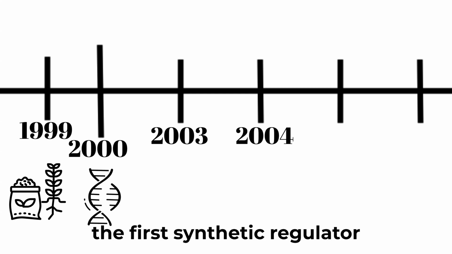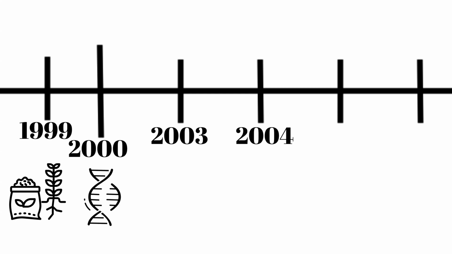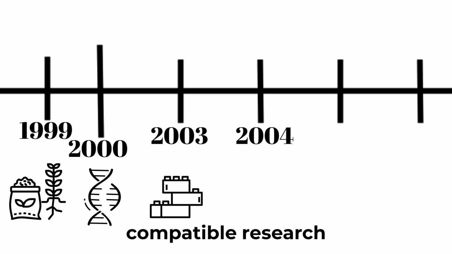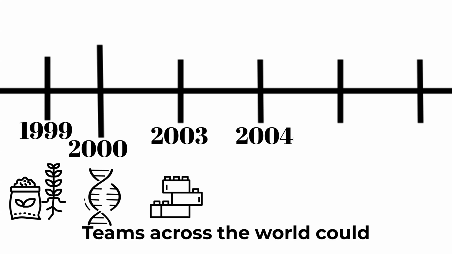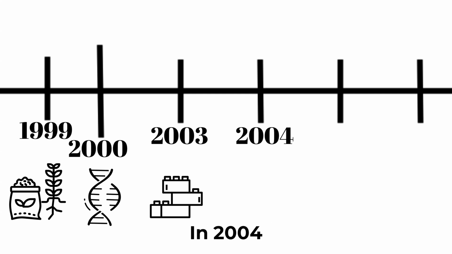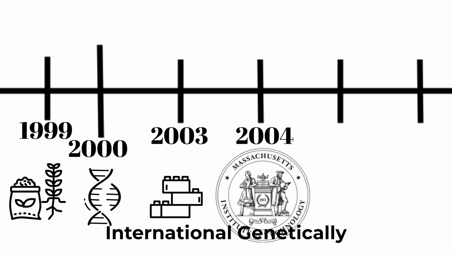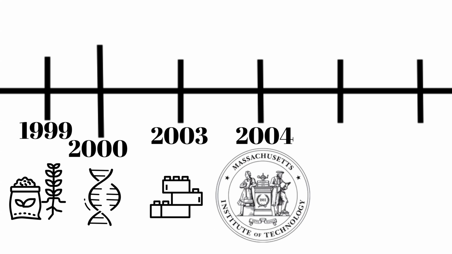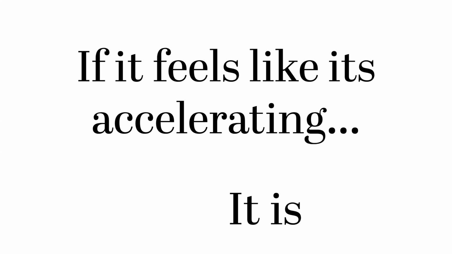In 2000, the first synthetic regulator is produced. By 2003, standardized systems were created to allow easy, compatible research. Teams across the world could now use building blocks that could easily snap into place. In 2004, the first conference of the International Genetically Engineered Machine, or iGEM, meets at MIT. If it feels like it's accelerating, it is.